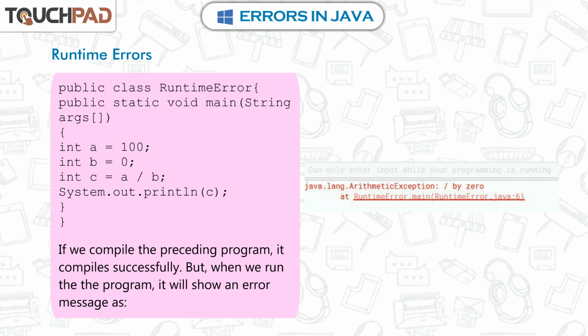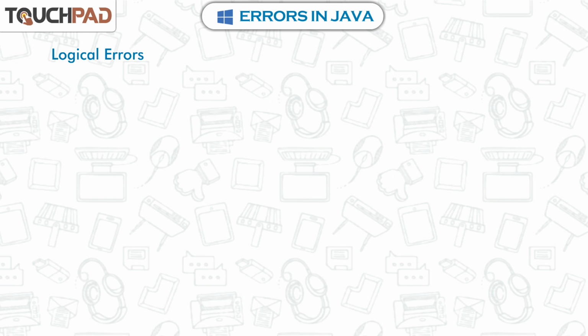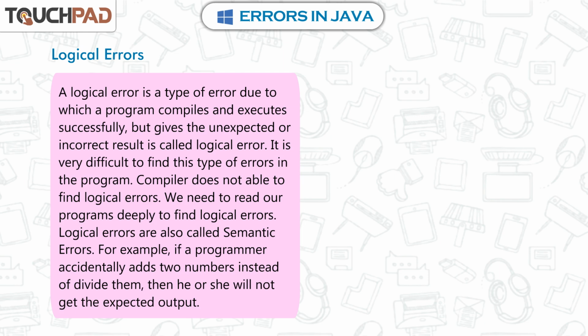If we compile the preceding program, it compiles successfully. But when we run the program, it will show an error message: java.lang.ArithmeticException: / by zero at RuntimeError.main(RuntimeError.java:6).